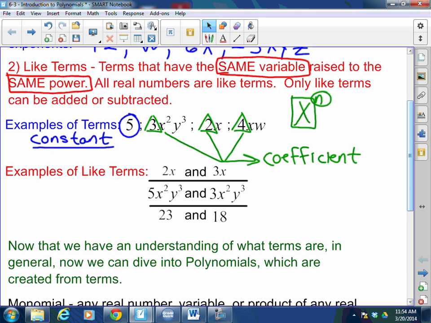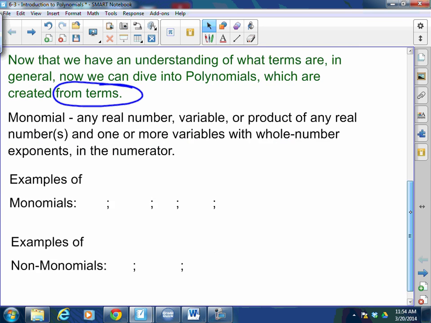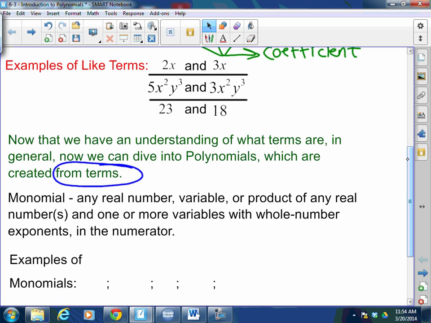23 and 18, yeah, they're like terms too, guys. They're like terms because they're numbers. And all numbers are like terms. You can add any numbers together. Okay? So now that we've had a little review of terms, like terms, coefficients, and constants, now we can dive into polynomials, which are created, believe it or not, from terms. They are created from terms. How does this work? I'm going to give you the basic polynomial. The most basic polynomial on this planet is called a monomial.